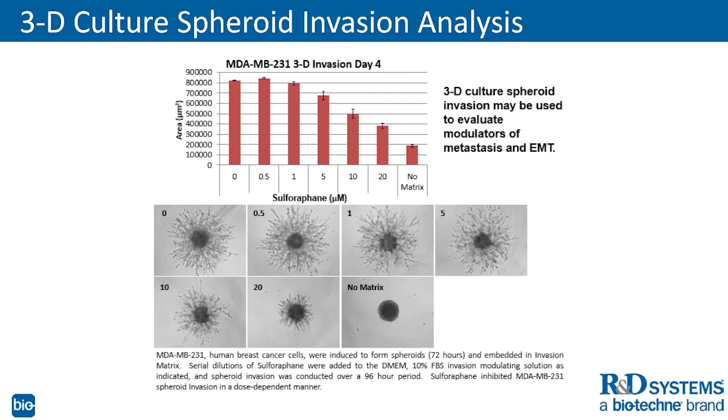Next, we'll see an example of invasion inhibition using a known invasion inhibiting compound, sulforaphane. If we look at the pictures, you can see with the increasing concentration of sulforaphane that we see a decrease in these protrusions coming out of the spheroid. And if we look up at the graph, we see a dose response associated with this decrease in cell invasion. And again, these are for the MB231 cell line.